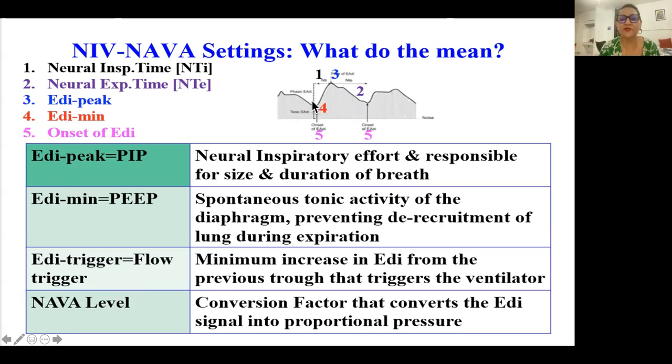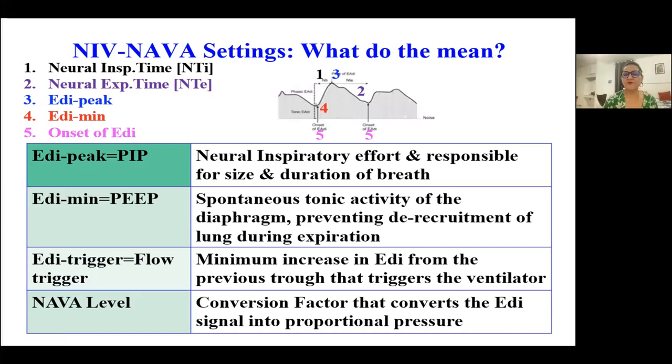Until it reduces to 70% of the peak EDI, the inspiration will continue. From the beginning of this to the time when a 70% reduction in the peak EDI has happened, this is your inspiratory time. Until you begin your next trigger, that will be your expiratory time. This is called the neural inspiratory time, and this is the neural expiratory time. Usually the EDI peak will tell how much PIP is being generated. That is almost proportional to that.